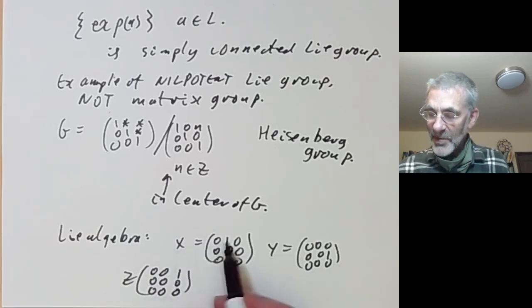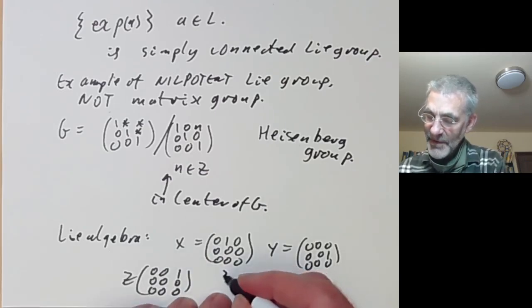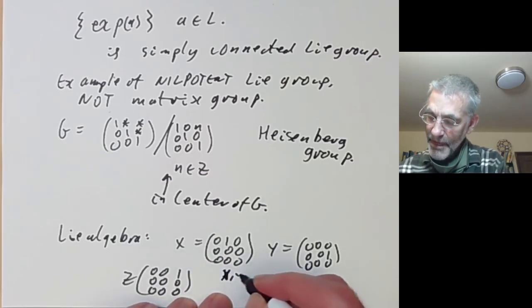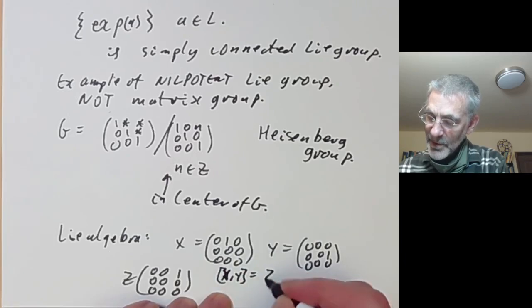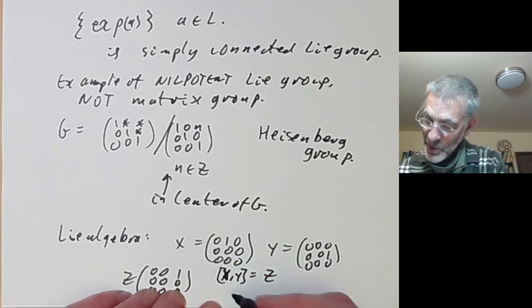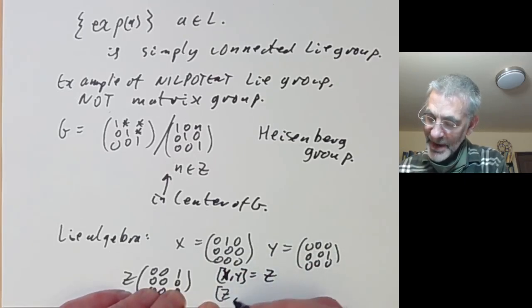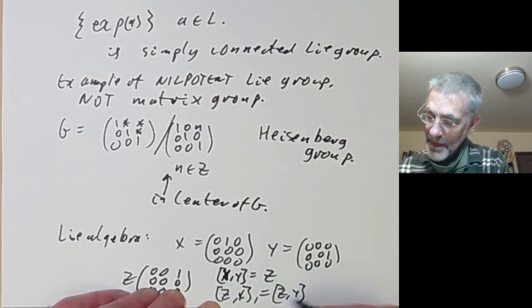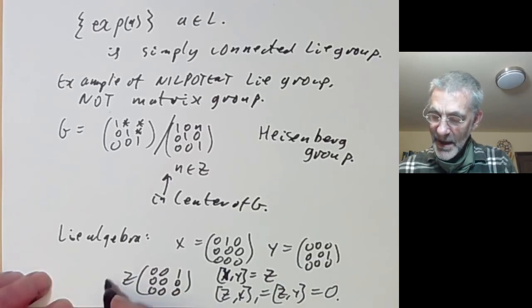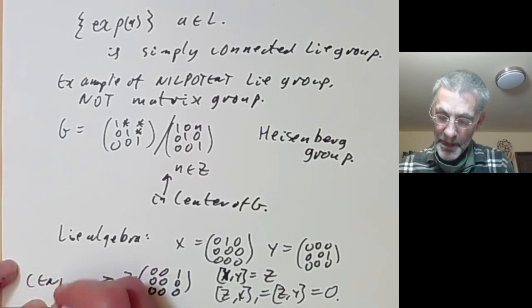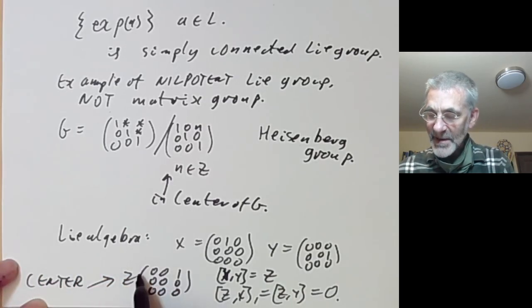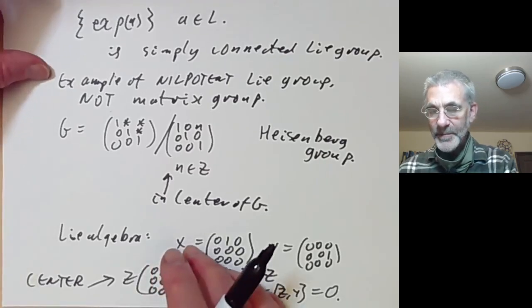And now we can work out the brackets between x, y, and z, and we find that the bracket of x and y is z, or possibly minus z, I sometimes get this wrong, and z bracketed with x and z bracketed with y is just zero. So z is the center, or spans the center of this Lie algebra.